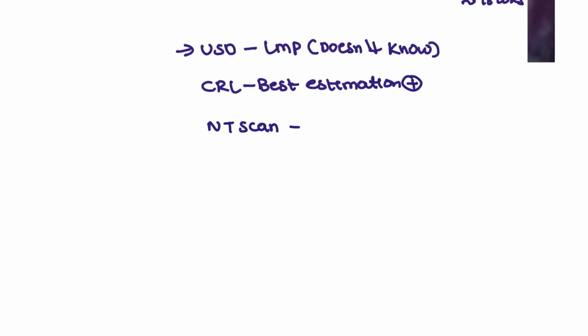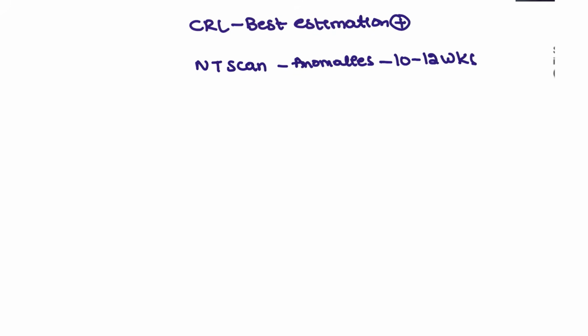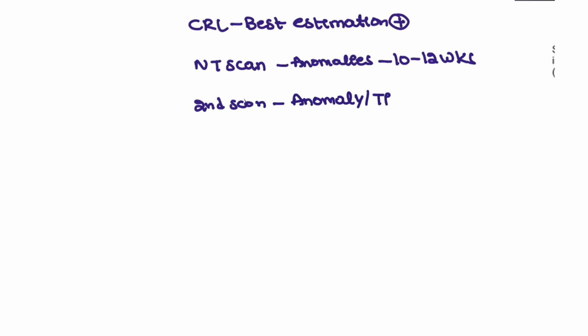NT scan is to differentiate whether the patient is having anomalies or not, and this is best done at 10 to 12 weeks. And the second scan, okay, this is the anomaly scan. The name itself says it is an anomaly scan, or we call this a TIFFA scan. This is done around 18 to 20 weeks.